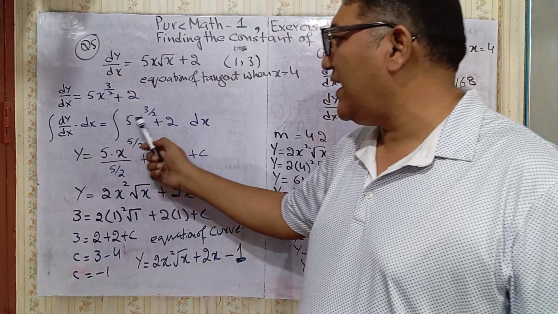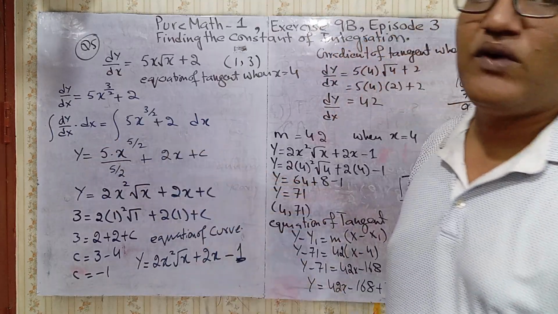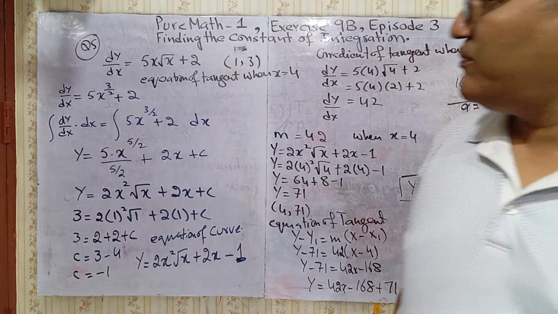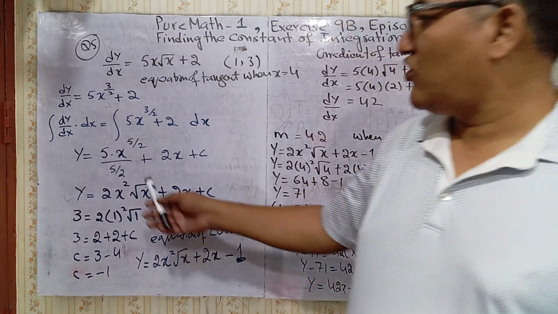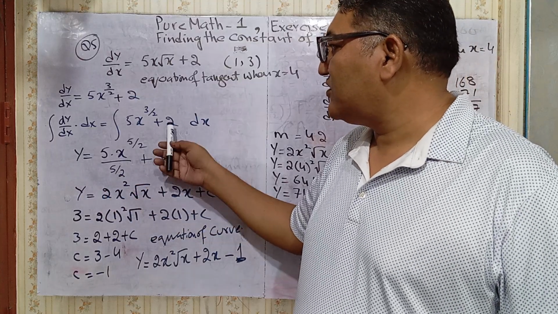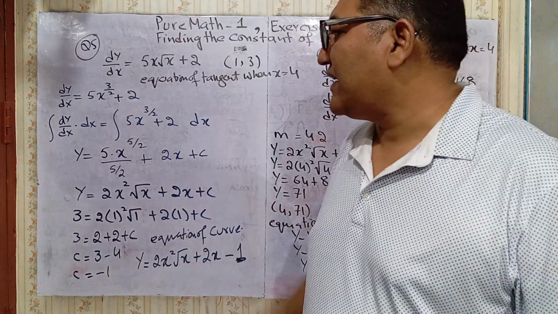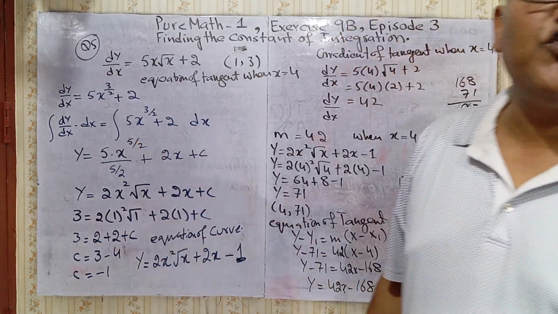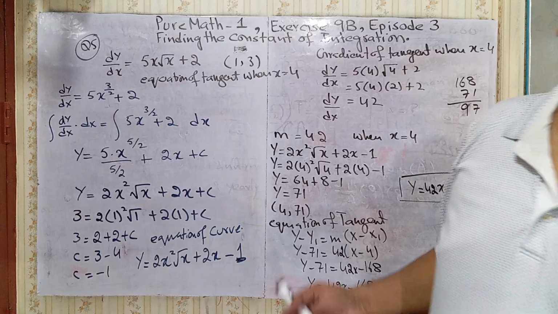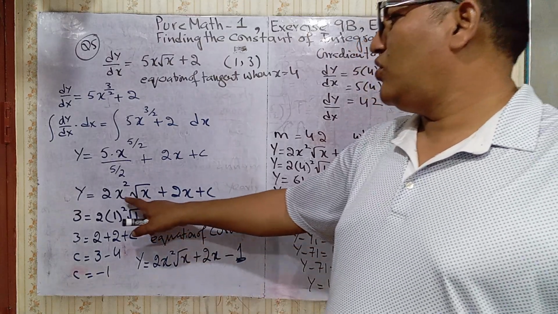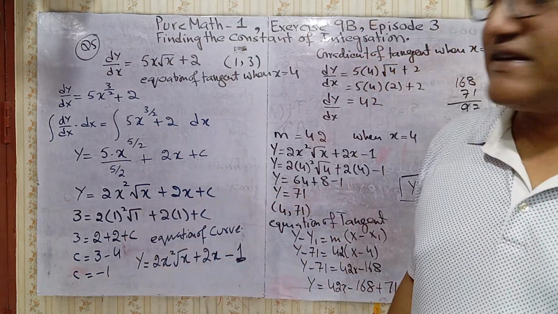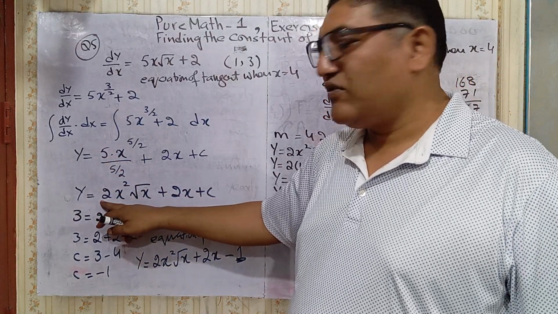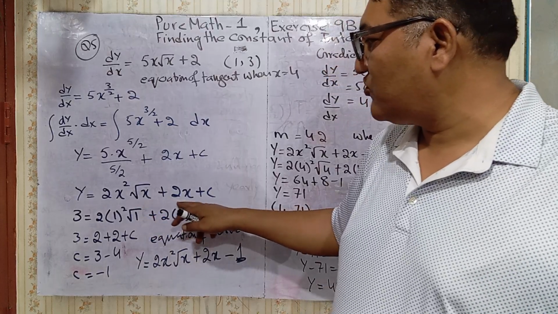So here you will have y. The power will be increased by 1, so when you add 1 to 3 by 2, you will have 3 by 2 plus 1, that will give you 5 by 2. With the same number you have to divide. Plus the integration of 2 is 2x plus c. So you will have y equals 5 by 2, which means a power of 2.5, that is x squared and a half power. Square and a half power means x squared under root x. Okay, 2 and 5 cancel. So you will have 2x squared under root x plus 2x plus c.